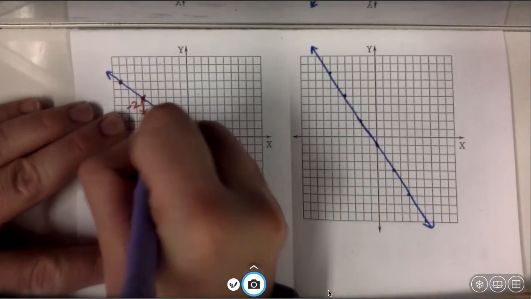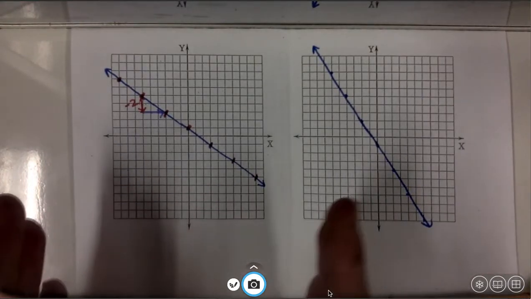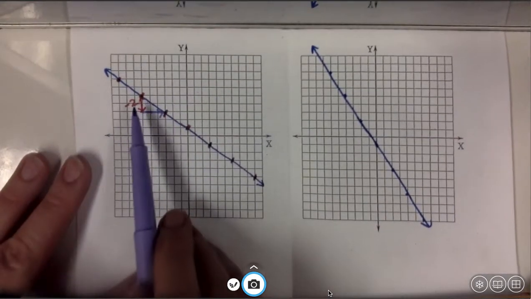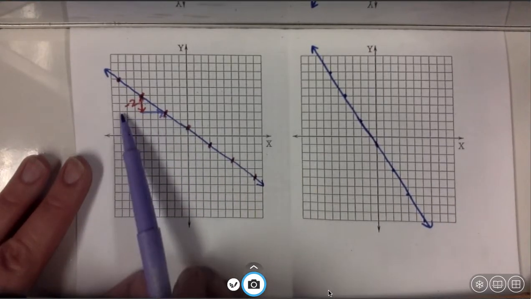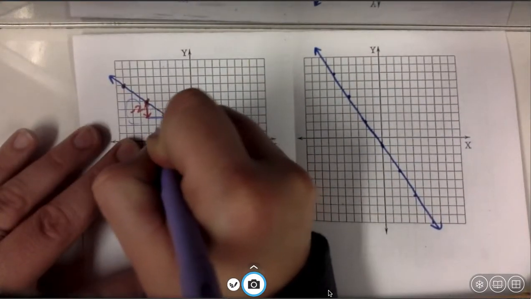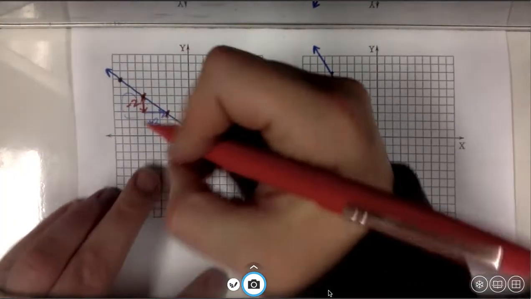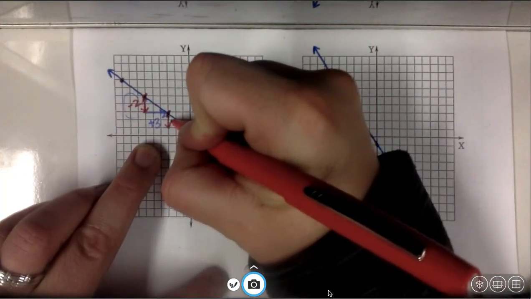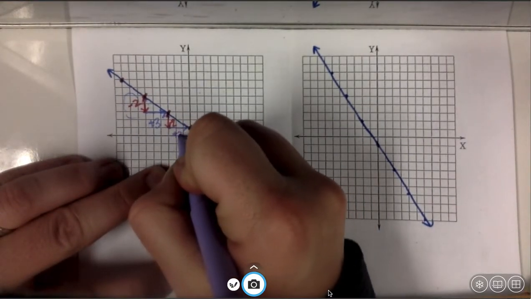Your negatives will only come from the vertical aspect if you're looking from left to right. If you're looking at these points from left to right and comparing points from left to right, you will only see the negative aspect ever come from the vertical, which can be really helpful for organization and making sure you're getting correct answers. So I'm going to go down 2 units and to the right 3 units.